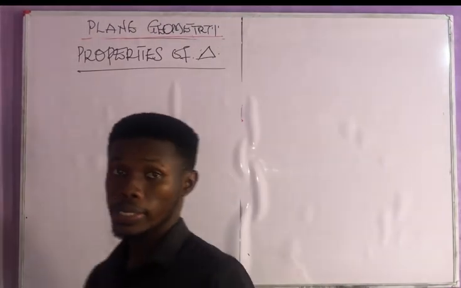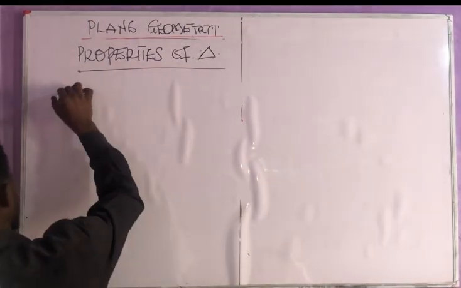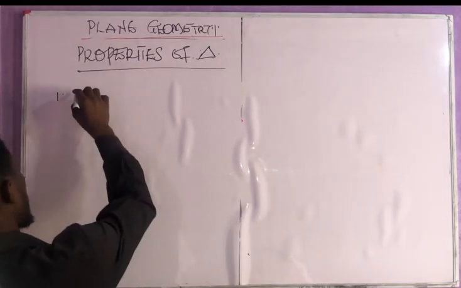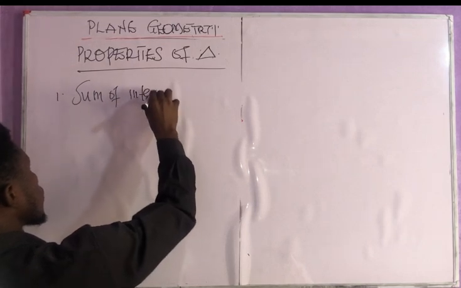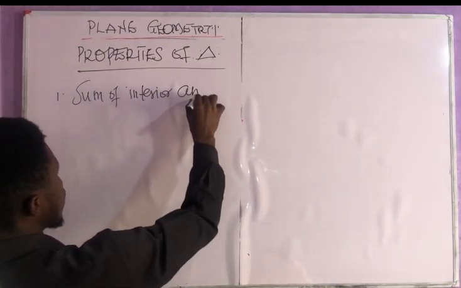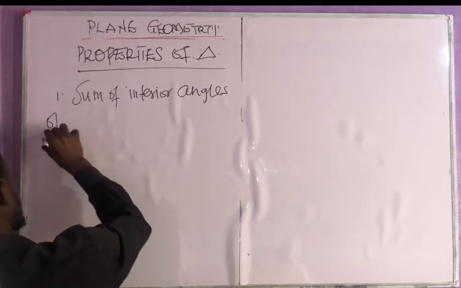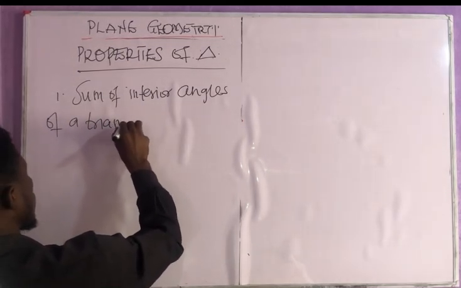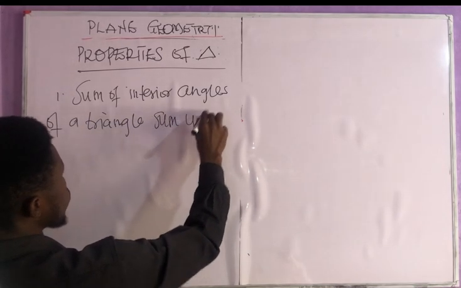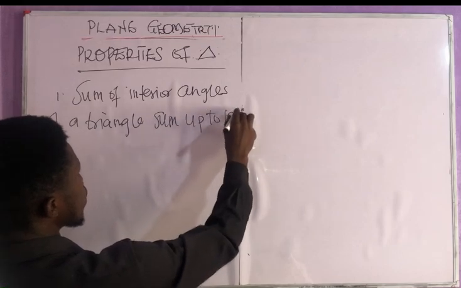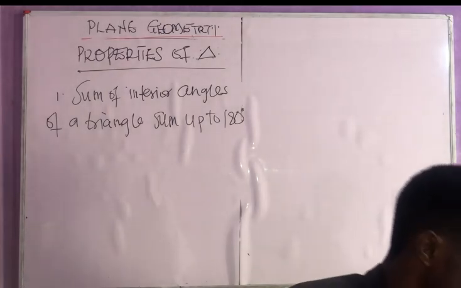Now let's look at some properties of triangles. Okay, so now let's look at the first property, which I've already mentioned in the introduction. The first property is that the sum of the interior angles of a triangle sums up to 180 degrees. I've already mentioned that, but let's look at it again.